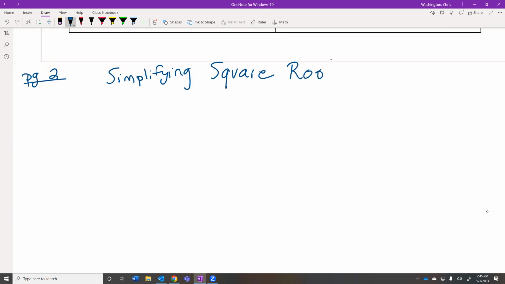We are simplifying square roots on page 2. Have you simplified square roots before? Yes, in Algebra 1, you learned how to do this. And your teacher said, hey, you can't use a calculator on this. And you were like, why can't I use a calculator?